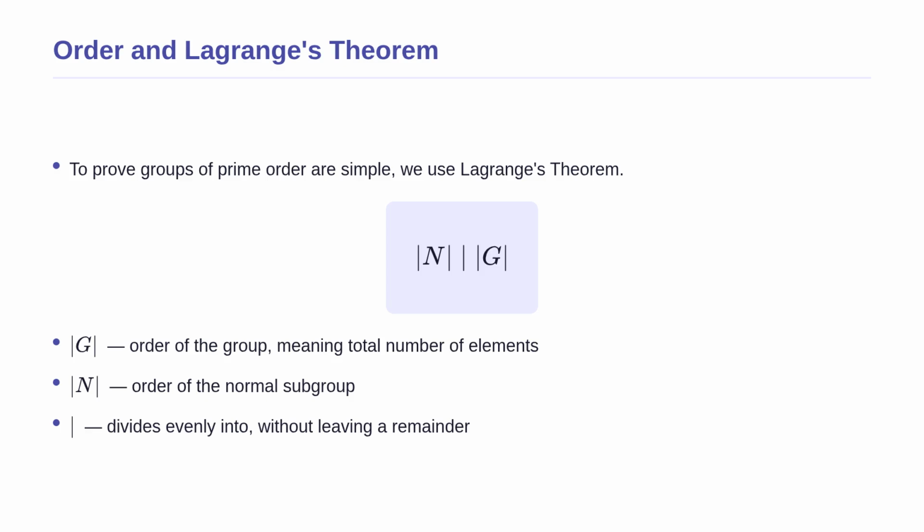Now that we have our definition, let us look at a powerful mathematical tool called Lagrange's theorem. Conceptually, this theorem tells us that the size of any subgroup must perfectly divide the size of the entire group. In our formula, the vertical bars denote the order or size of the group. So the order of N must divide the order of G evenly. If the order of G increases, the possible sizes for N must scale accordingly to remain perfect factors. We will use this strict divisibility rule to prove a fundamental property of prime-ordered groups.